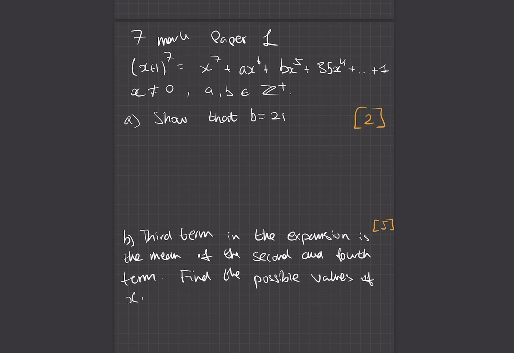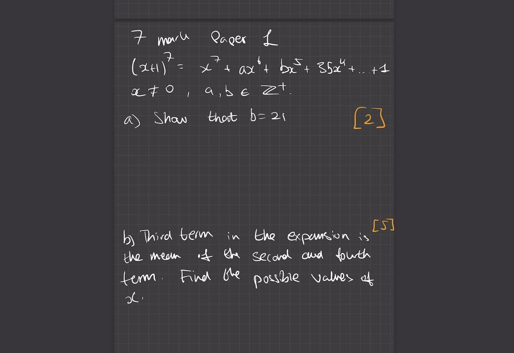Today we're going to be doing this 7-mark paper on binomial question. It's from the 2022 paper, so it's pretty new, at least at the time of recording. It's just a normal question, there's a bit of difficulty in the second part, but the first part's pretty easy. So it's given us this expansion, and it's given us some coefficients that we don't know, a and b.